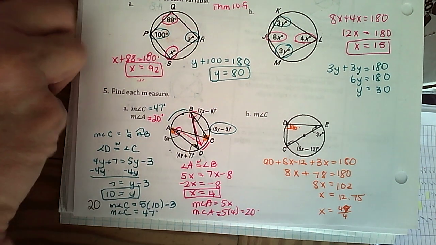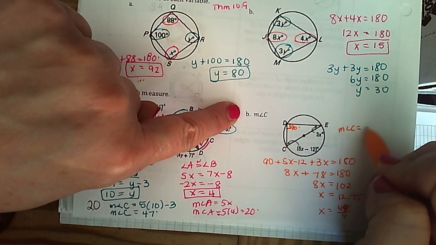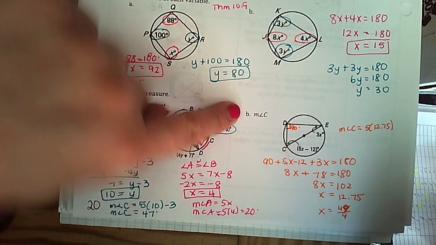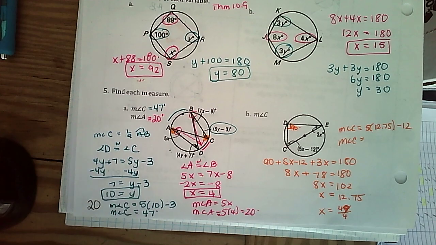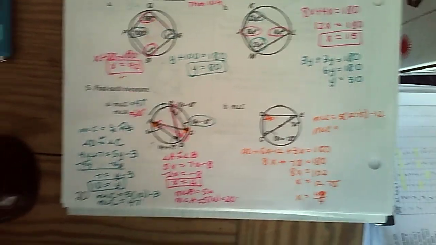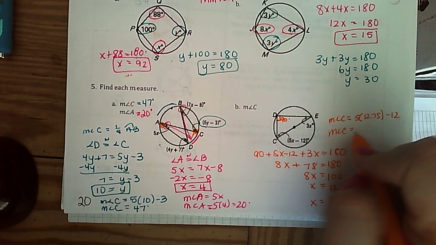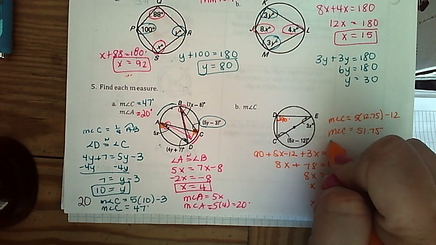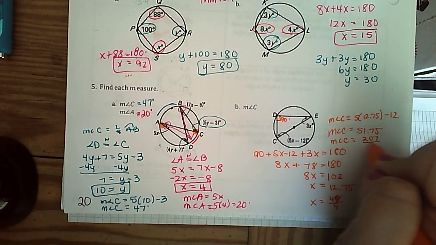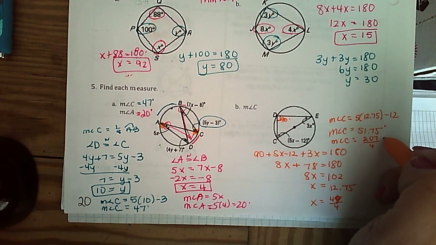So now I want to find the measure of angle C. It says right here, the measure of angle C equals 5 times my x, and I'm going to be slacky and use the 12.75 minus 12. So the measure of angle C is 51.75. Again, depending on your teacher, you might have to have the fraction. So the measure of angle C is 51.75 degrees or 207/4 degrees, however you look at that.